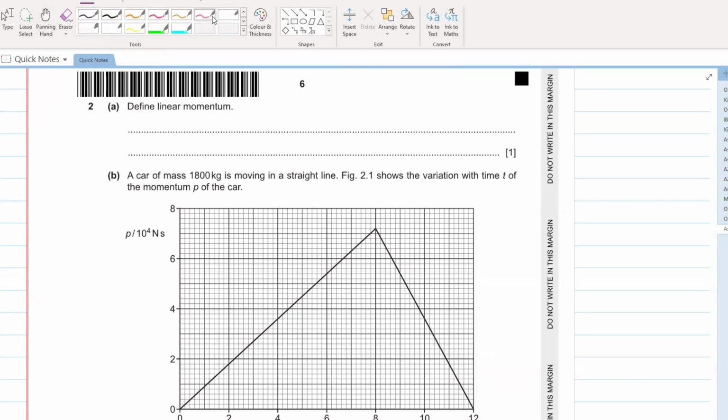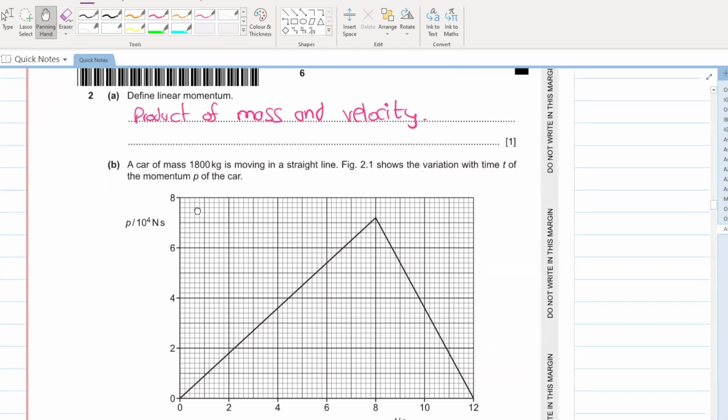Product of mass and velocity. It is a 1 mark question. Product of mass and velocity. Simple, serene answer. Let's further move ahead.